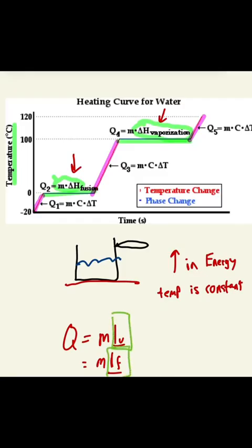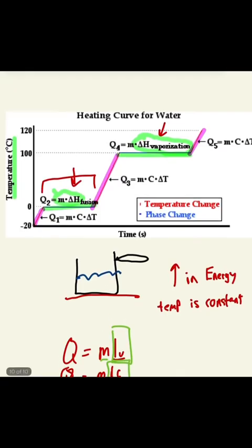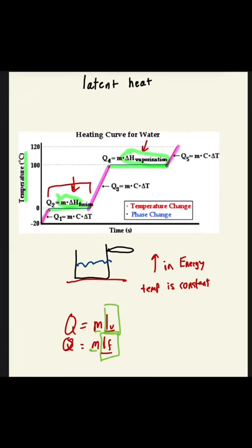And then you just need to know the mass to calculate the Q value, which represents the energy added to the system to go from a solid to liquid or liquid to gas. Okay. That's a pretty quick summary of latent heat.